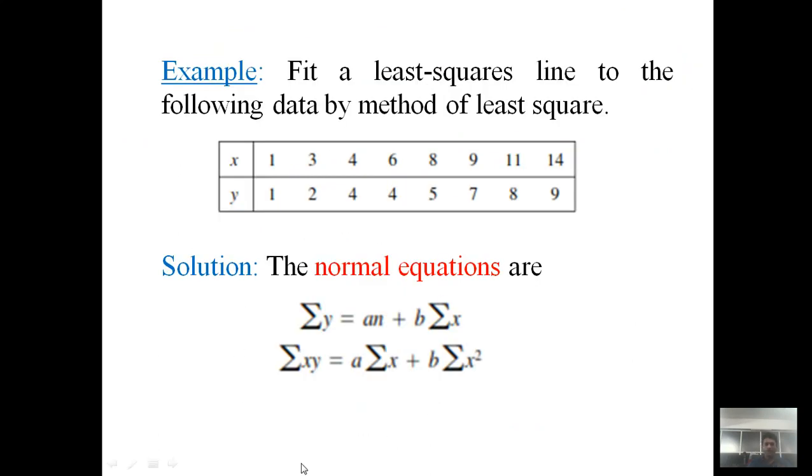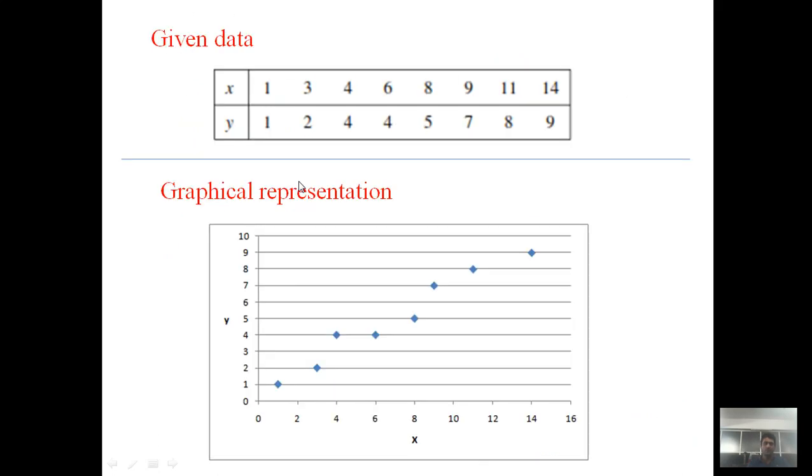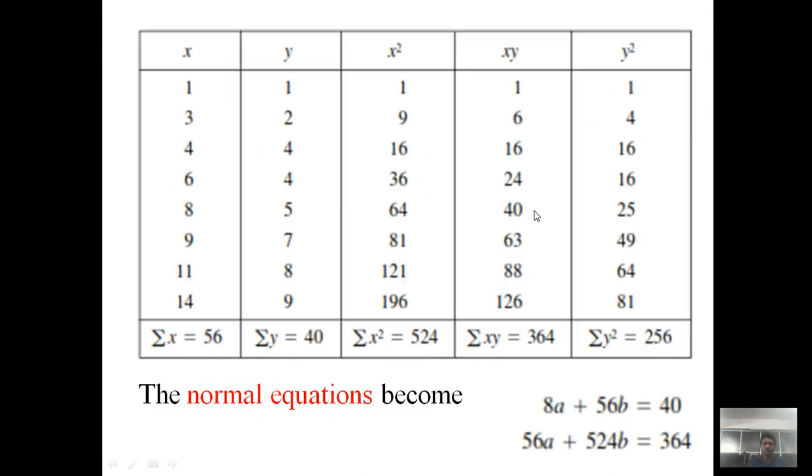So next we have to work to find out each and every quantity which is given in the normal equation. First of all we have to find out the sum of y, sum of x, sum of xy, sum of x square. So we have to convert the given data in the form of a table where the first and second rows are the same as the first and second columns.